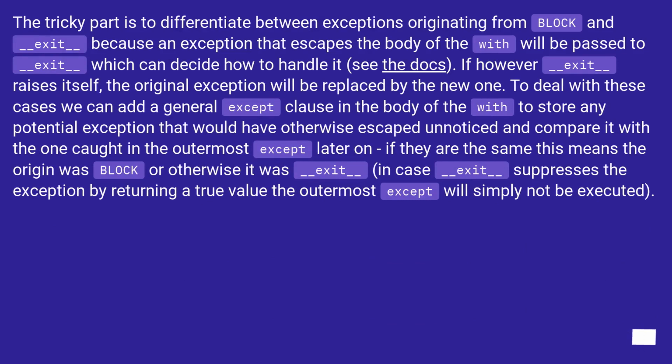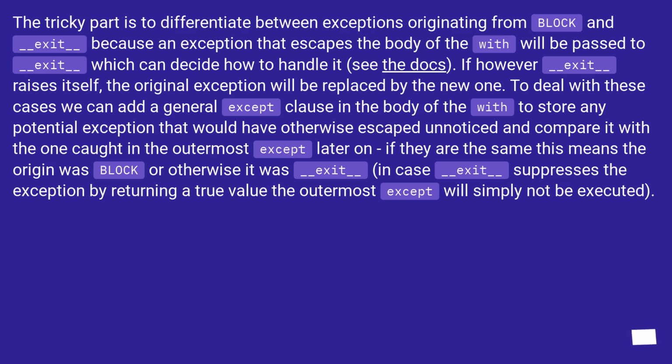The tricky part is to differentiate between exceptions originating from block and __exit__, because an exception that escapes the body of the with will be passed to __exit__, which can decide how to handle it. See the docs. If however __exit__ raises itself, the original exception will be replaced by the new one.